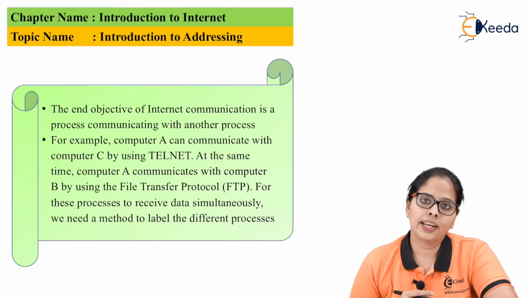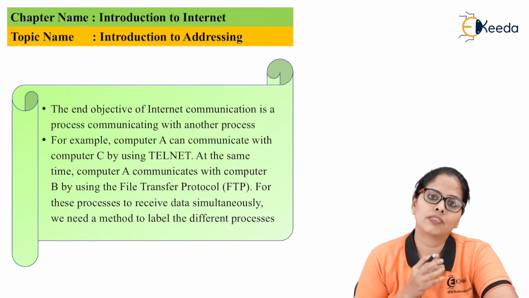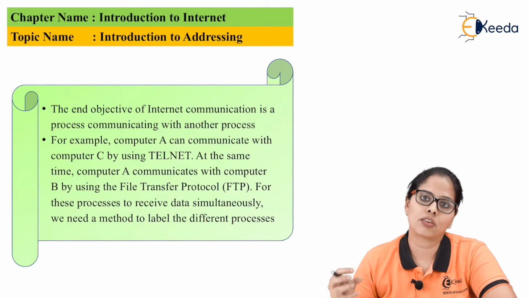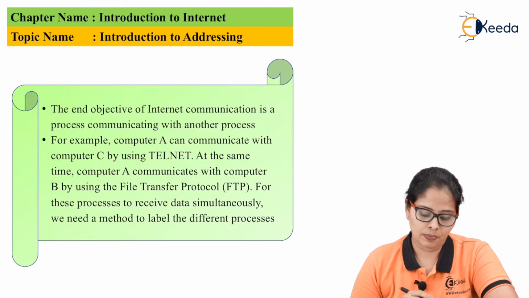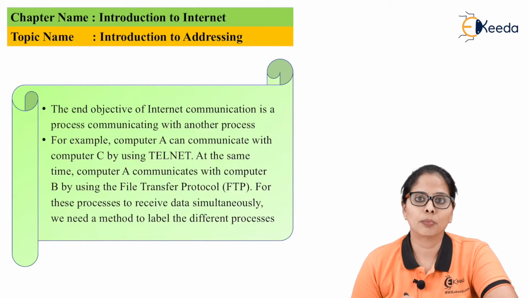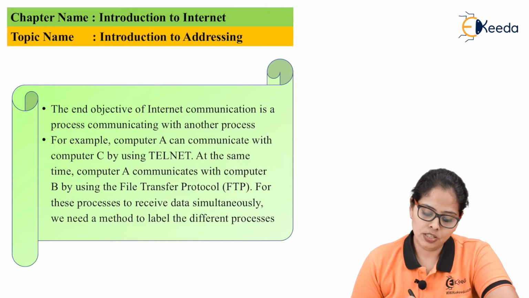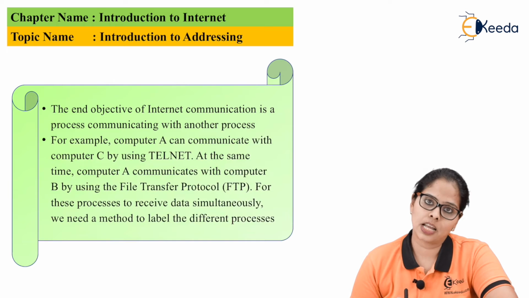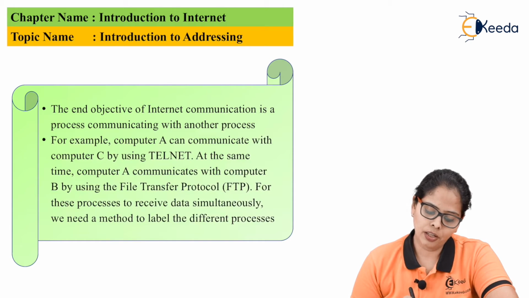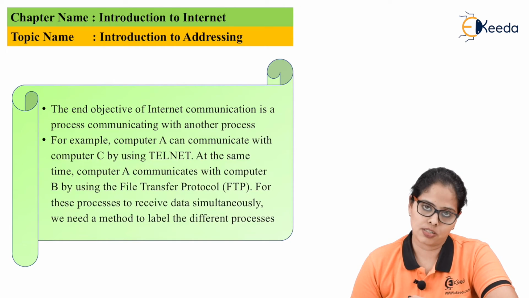So what is our end objective? That the process of the sender should communicate with the process of the receiver. For example, computer A can communicate with computer C using Telnet. At the same time, computer A communicates with computer B using the FTP protocol. For these processes to receive data simultaneously, we need a method to label the different processes.